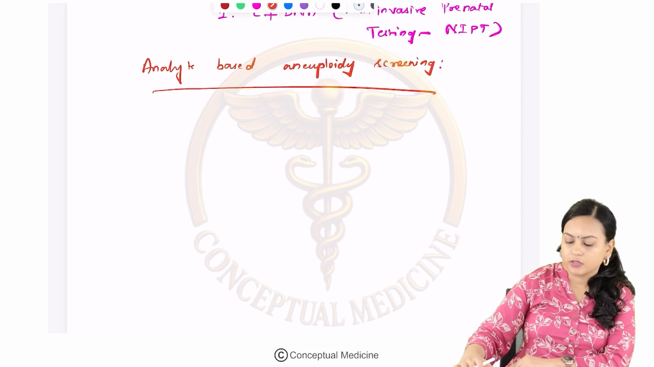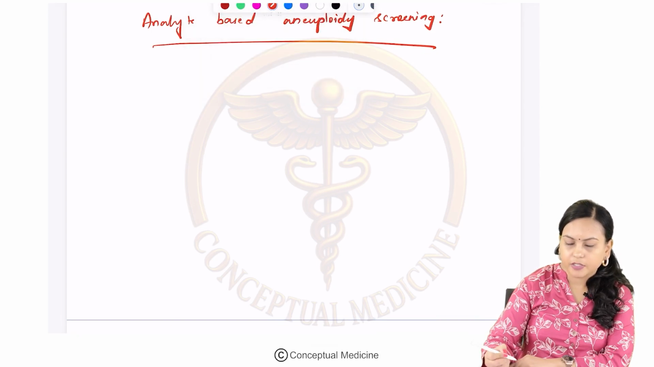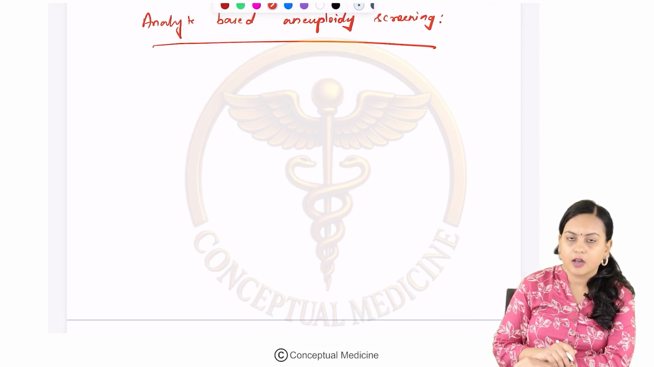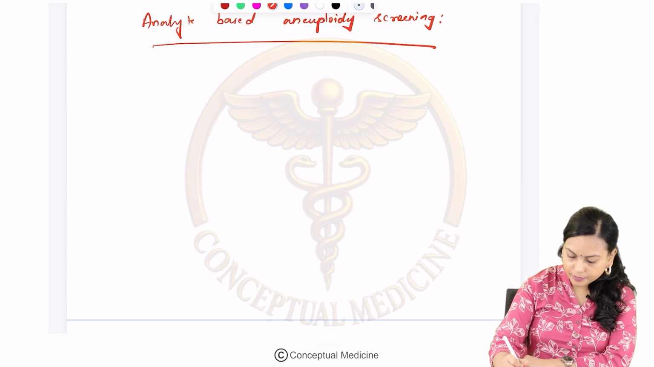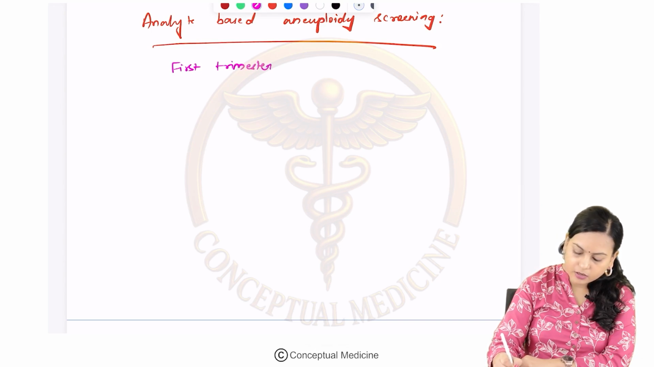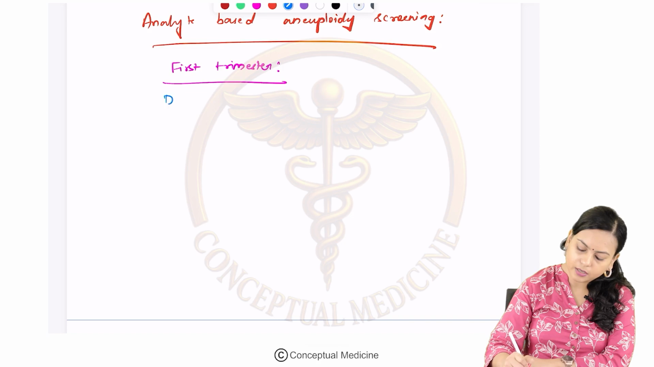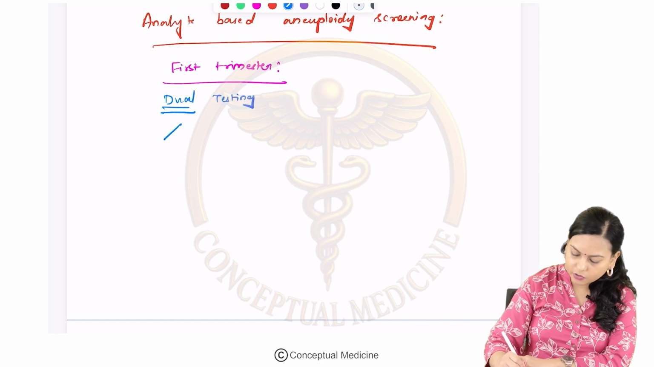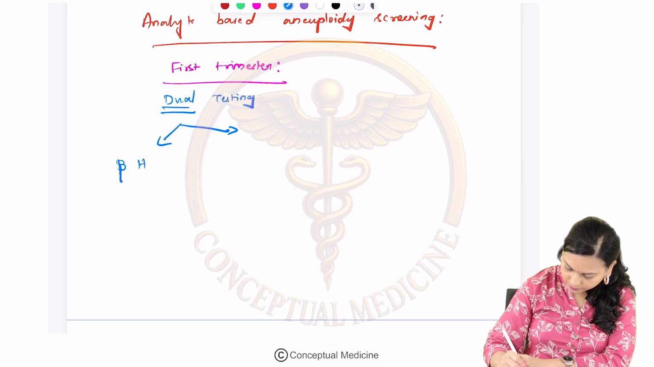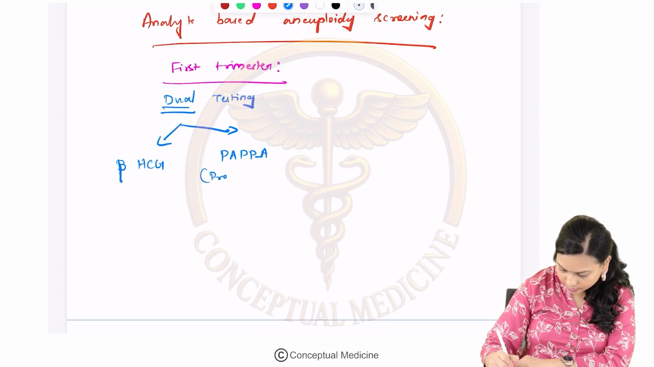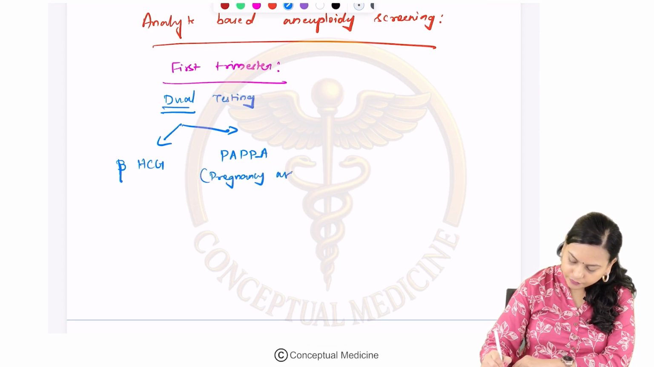Okay. So, analyte-based means we will be checking particular markers that are going to cause aneuploidy. Okay. For example, in the first trimester, we can do a dual testing. From the name itself, you can understand two markers are used. Number 1 is β-hCG and number 2 is PAPP-A, which is pregnancy associated plasma protein A.